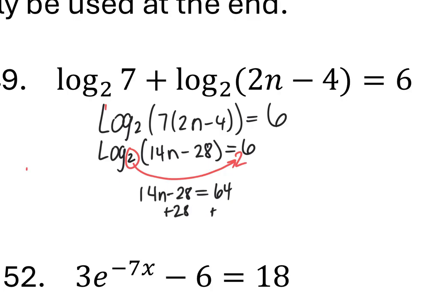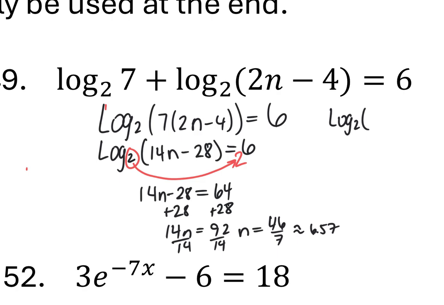I can add 28. 14n is equal to 92. Divide by 14. n is equal to 92 over 14, which is 46 over 7. Just going to reduce that. It's approximately 6.57.